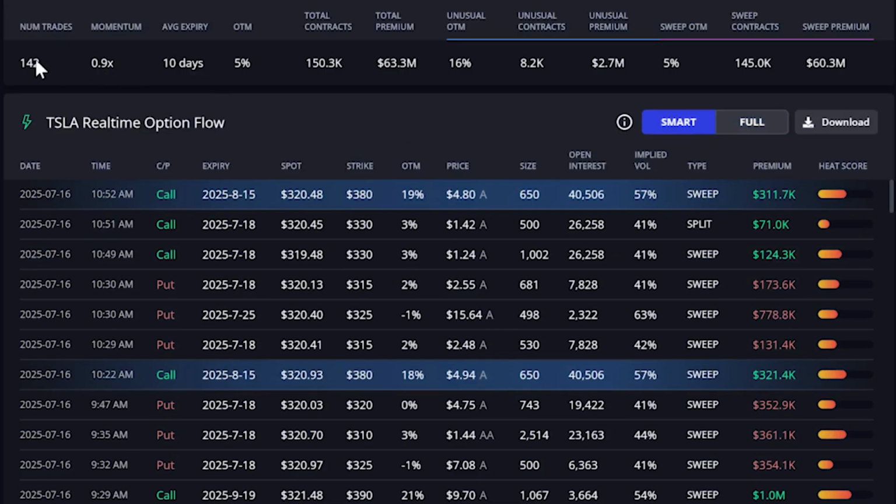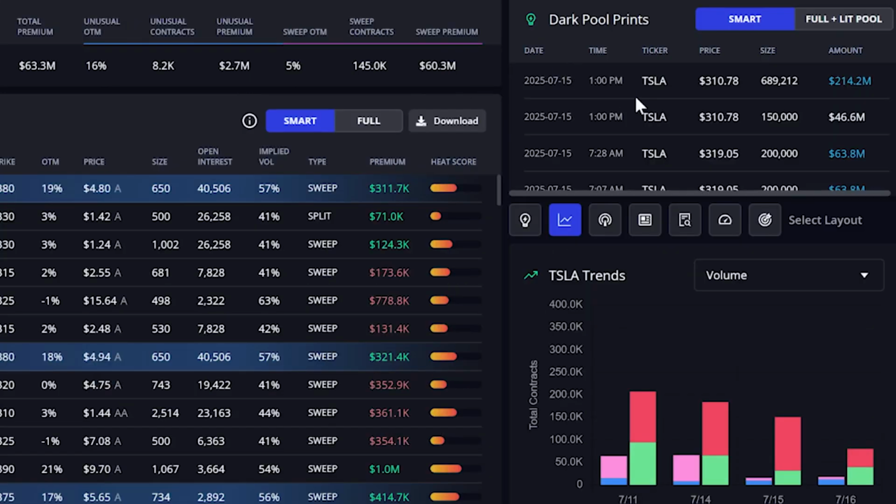You can get some basic summary statistics about the trades that are going on in this ticker. So the total number of trades, and this is different based on smart and full, whichever mode you're in here. You can see the average expiration of those, the average out of the money percentage, as well as the unusual out of the money percentage for contracts that are unusual according to Insider Finance's algorithm.